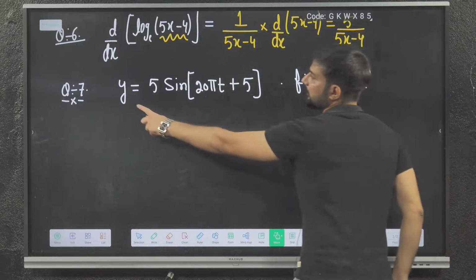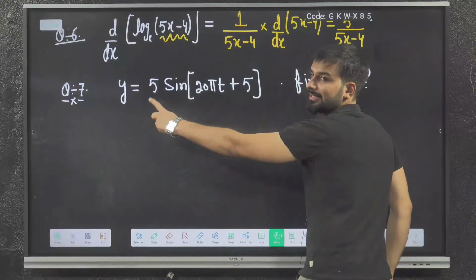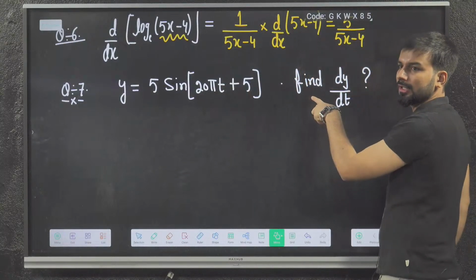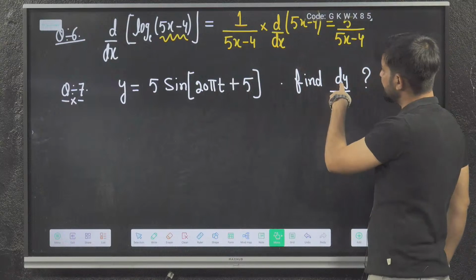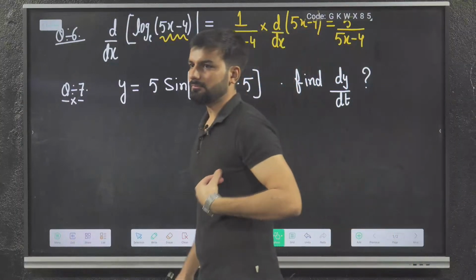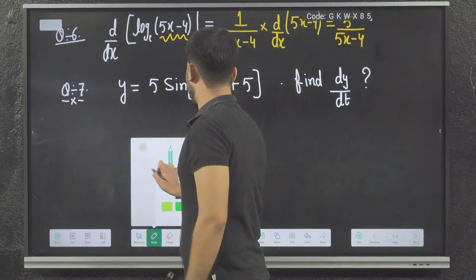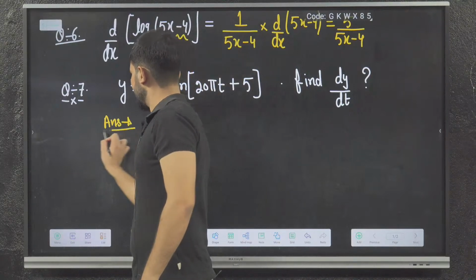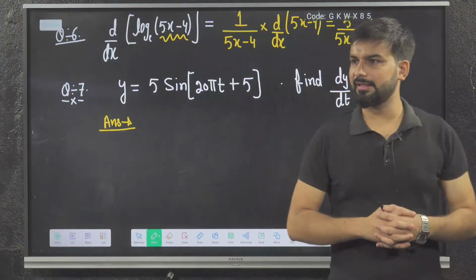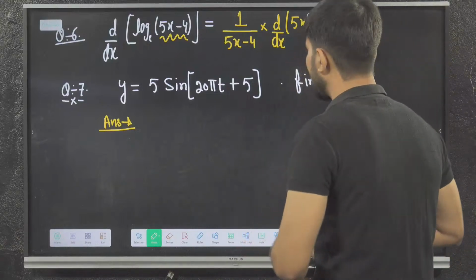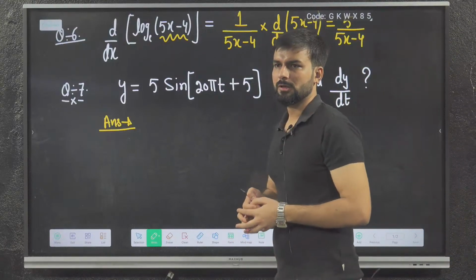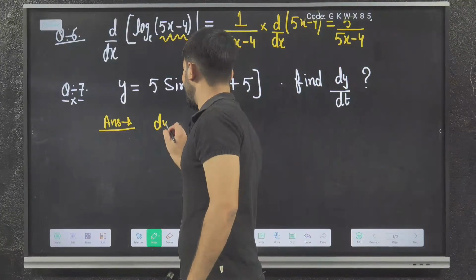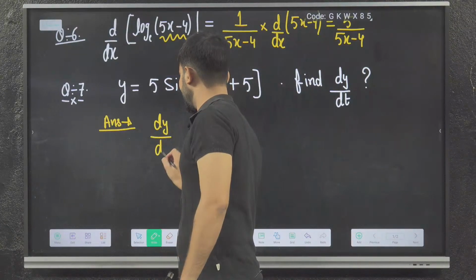So here y is depending on whom? t. I have to find dy by dt, the differentiation of y with respect to t. Tell me the answer. What is the answer of this I will get? I have to find this dy upon dt. Last question, then I'm leaving.